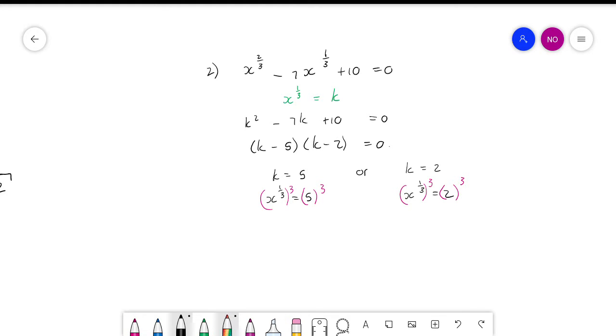Okay, now we check for those two things that we need to check for. Is the top of the fraction an even number? No. And it is also not negative on the right-hand side, so both of them have a solution. So x is equal to 125 or x is equal to 8. Got it?